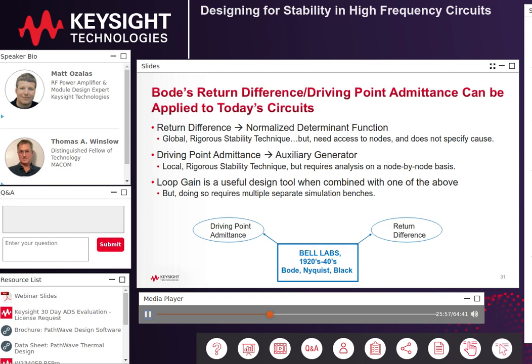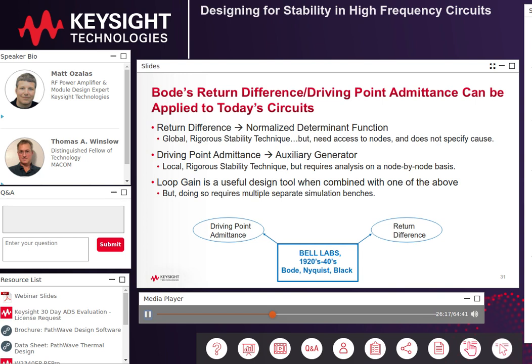Driving point admittance is easily implemented in simulation using an auxiliary generator, and while the technique is also rigorous, it's local as opposed to global, meaning that it only applies to a single node. So you might miss something. If you want to analyze every node in your design, then the simulation becomes a lot more intensive, as you can only typically analyze one node per simulation.